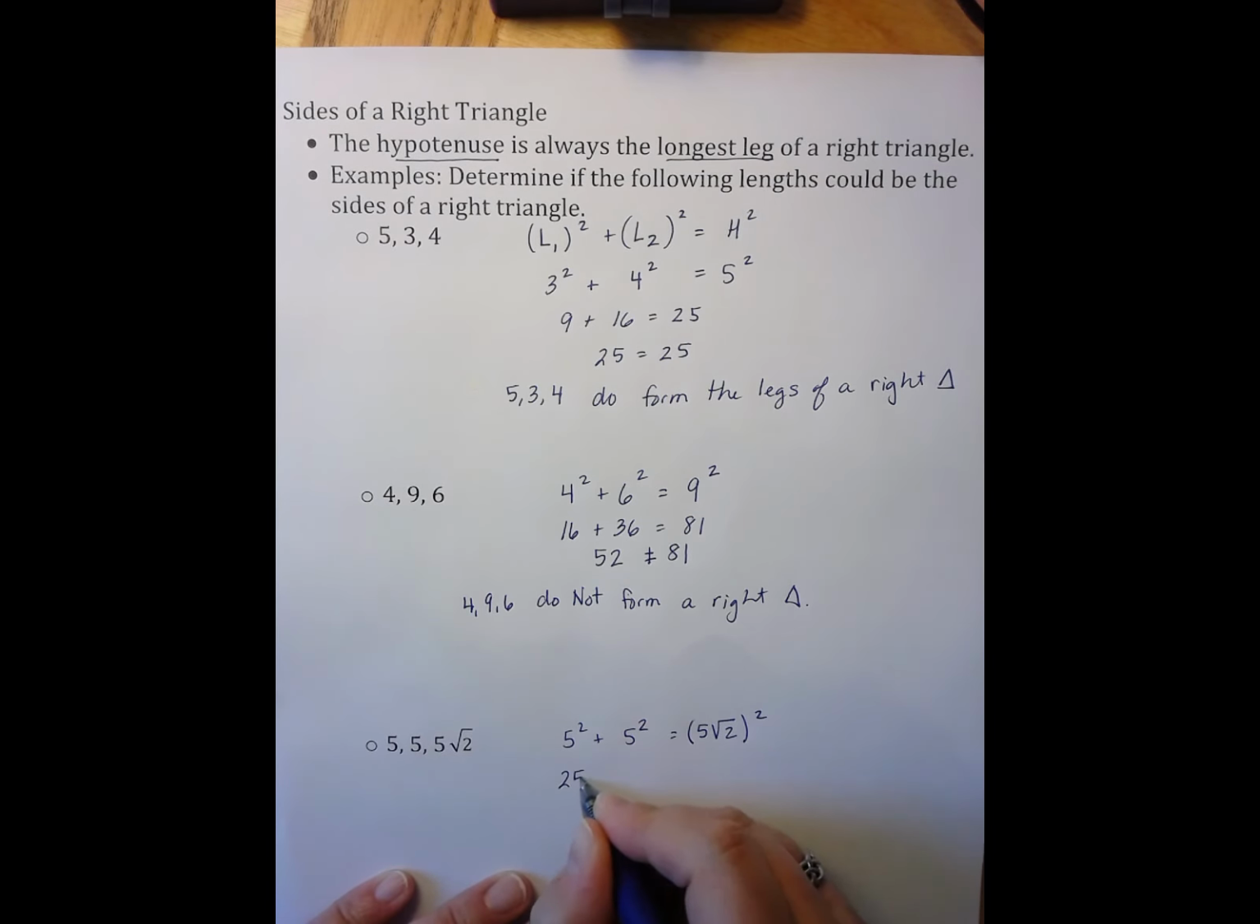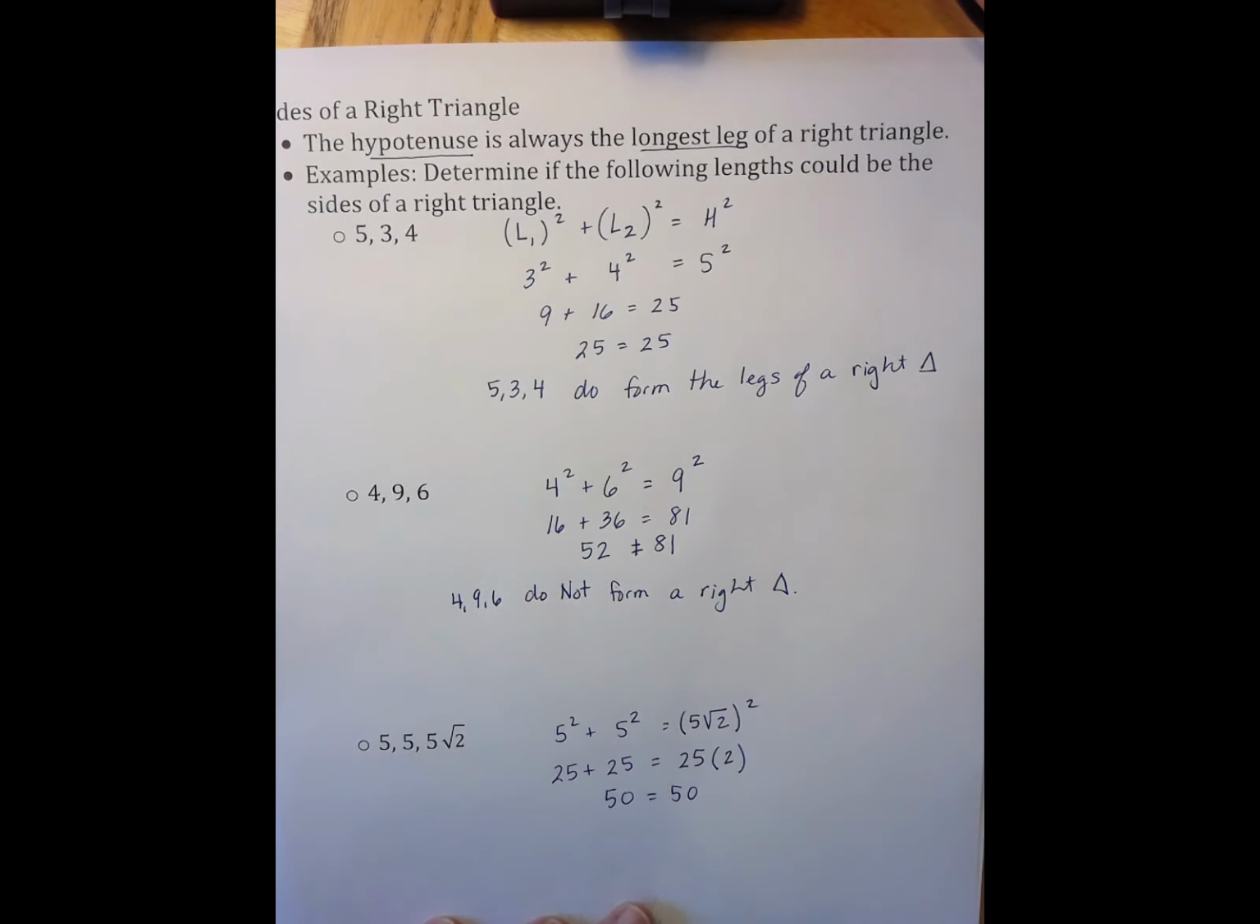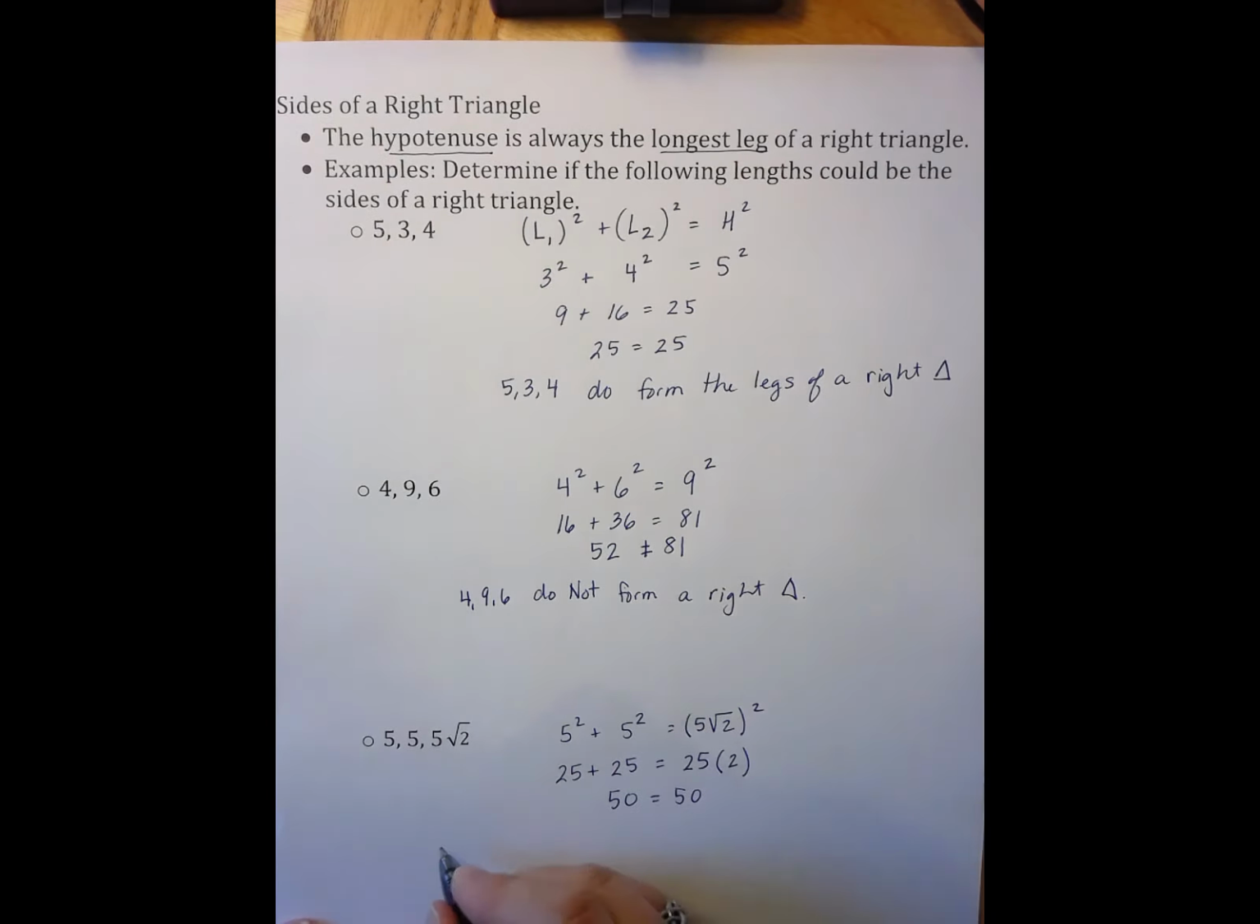5 squared is 25, plus 5 squared is 25, equals 5 squared is 25. The square root of 2 squared is 2. So I've got 50 equals 50. And this is a true statement. So we would say that 5, 5, and 5 root 2 do form the legs of a right triangle.